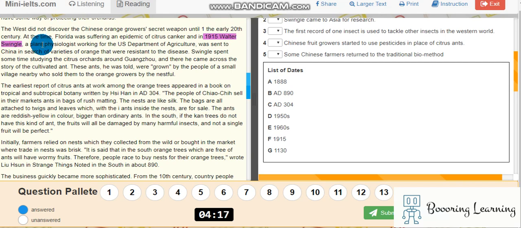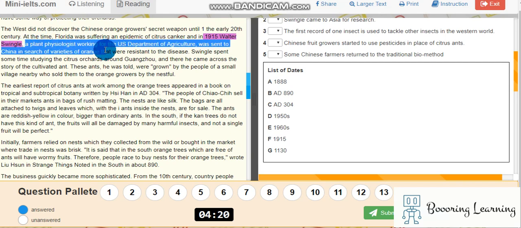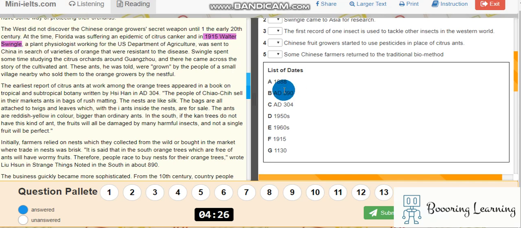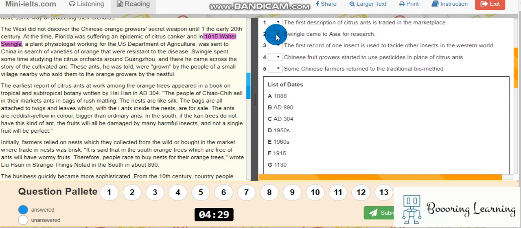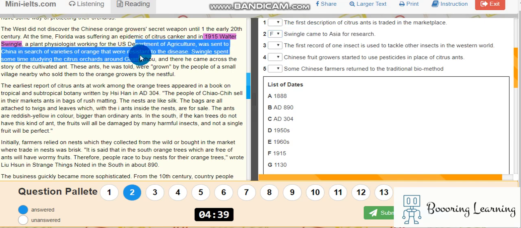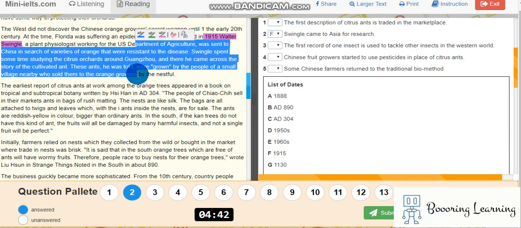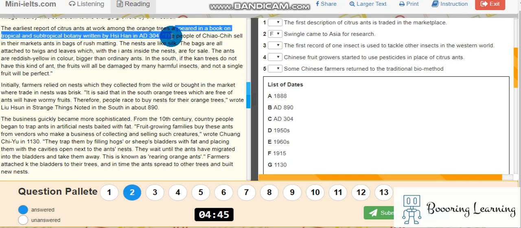In 1915, Walter Swingle, a plant physiologist working for the U.S. Department, was sent to China. Came to Asia for research. Okay, seems this one. This person appeared in a book written by him.